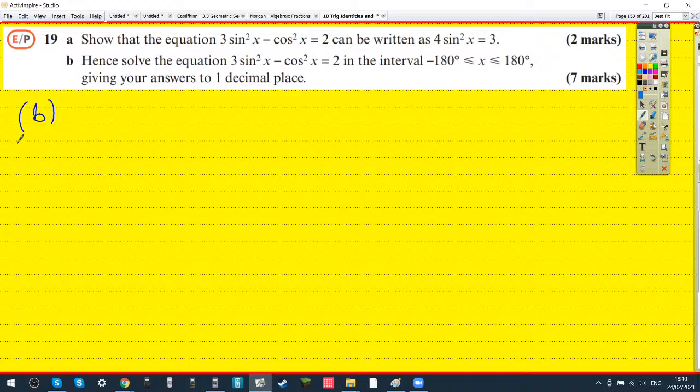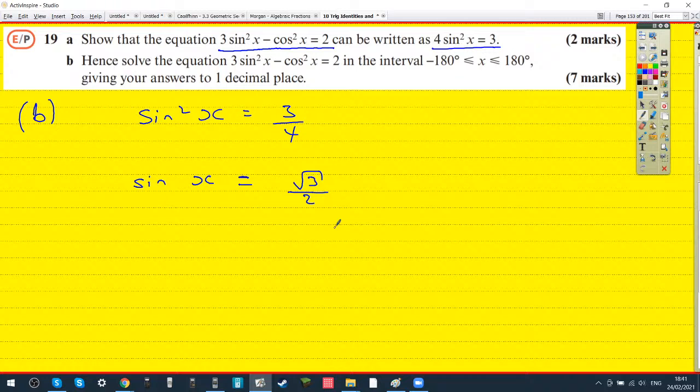Make it equal to 0, I'd say first. Part A, they said show that it can be written like this. Oh, okay. So 3 divided by 4 is 3/4, then the root of 3/4. What is the root of 3/4? Root 3 over 2. And so is sine x equal to root 3 over 2? Plus or minus root 3 over 2.